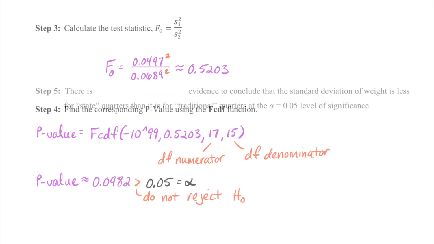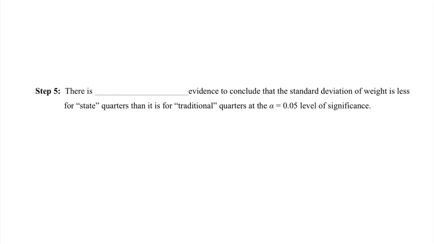And of course that takes us to our conclusion. Hopefully we're comfortable by now with our conclusions of hypothesis tests. Because our p-value was greater than alpha, we know our conclusion would be that there is insufficient evidence to conclude that the standard deviation of weight is less for state quarters than it is for traditional quarters, at the alpha being a 0.05 level of significance. And we're all set with our first 2-sample F test.